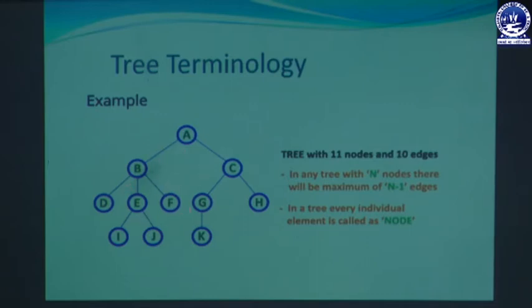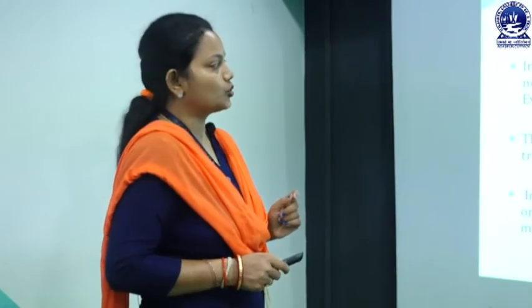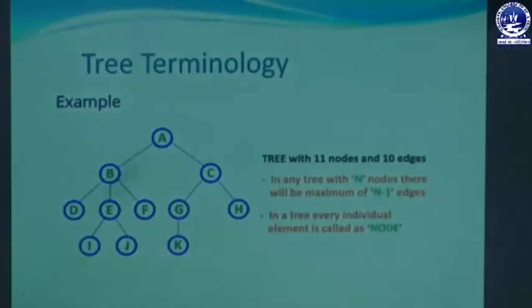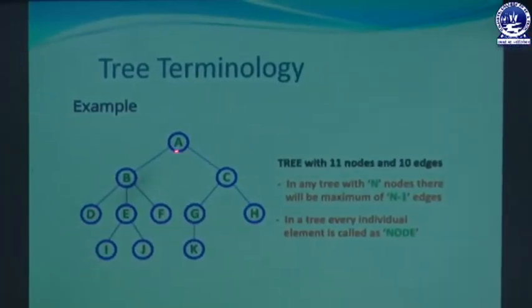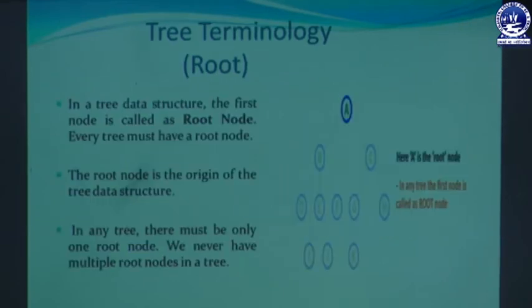Next we will discuss different tree terminology. The first terminology in a tree is the root of the tree. Root of the tree means in a tree data structure the first node is called the root node. So this is our tree that we just saw as the example, and in this tree this is the root node. That means the first node in the tree is called the root node.